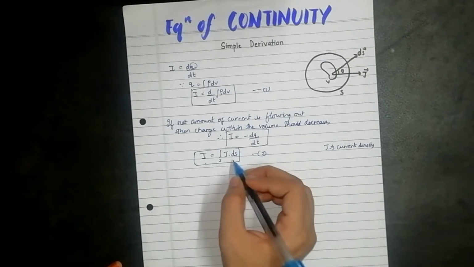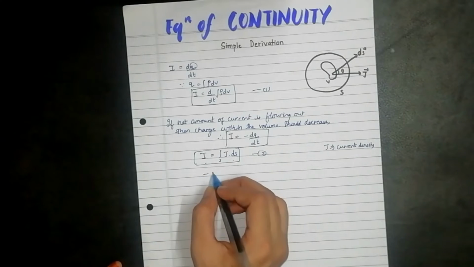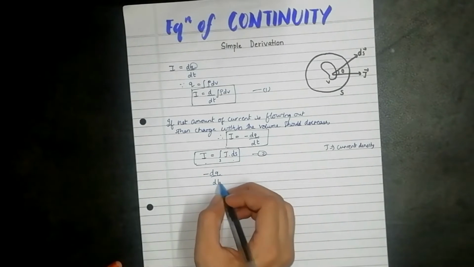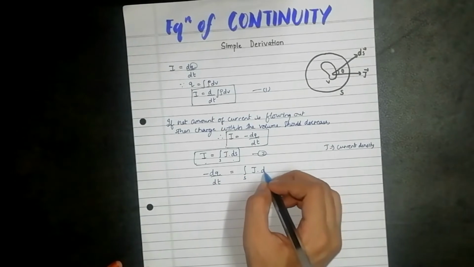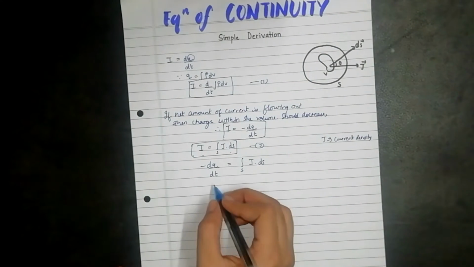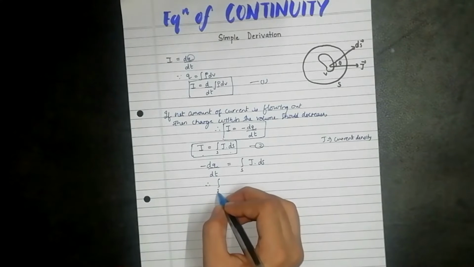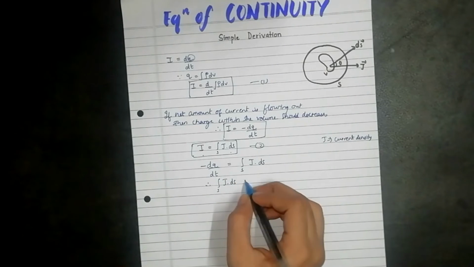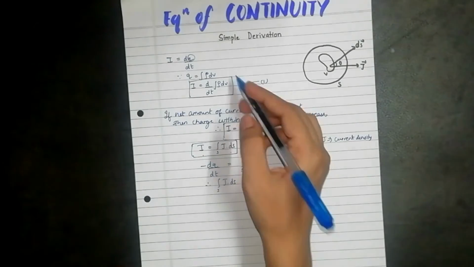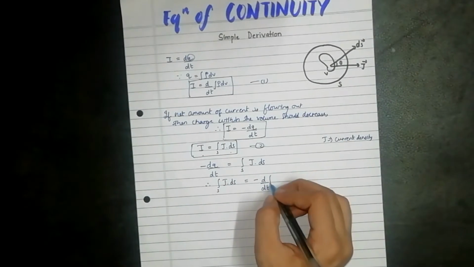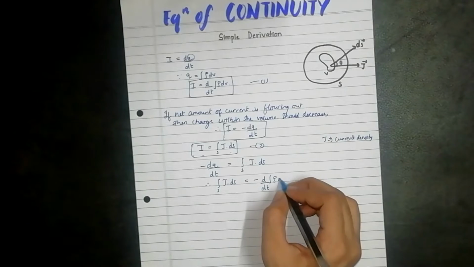Now on equating both these equations, we will get minus dQ by dt to be equal to the surface integral of J dot ds. So the surface integral of J dot ds is equal to minus d by dt of Q, which can be written as the integral of rho dV.